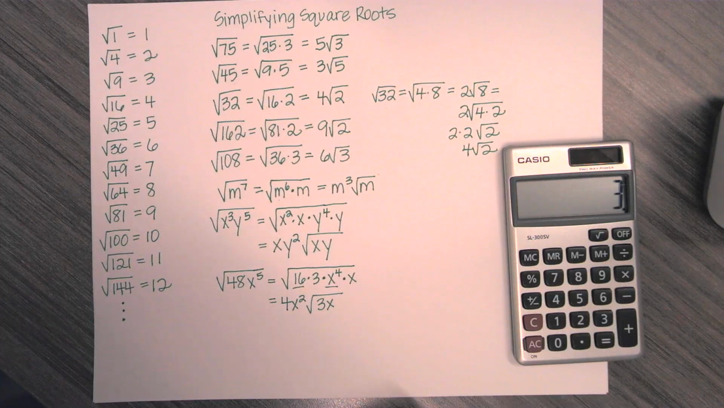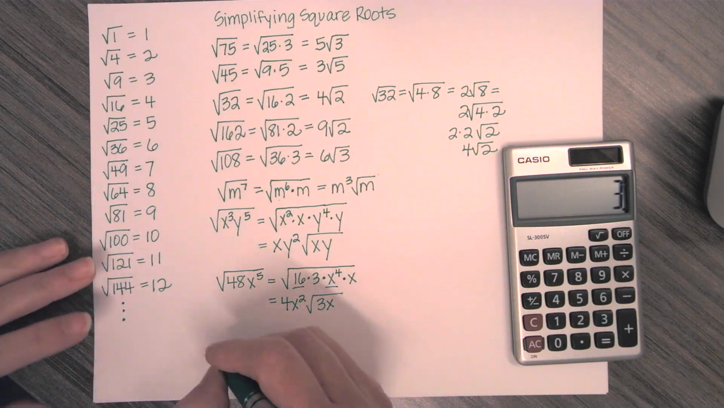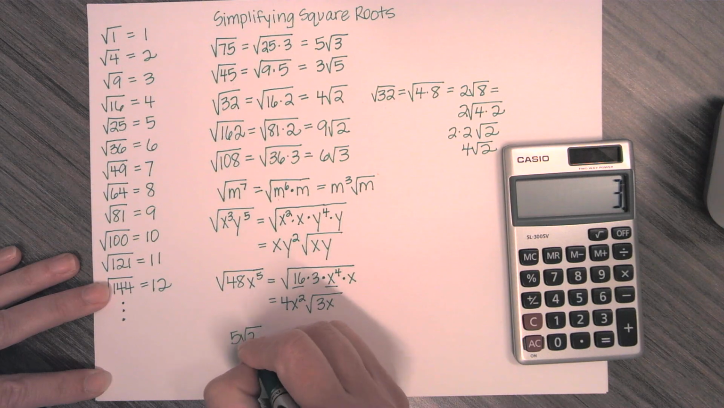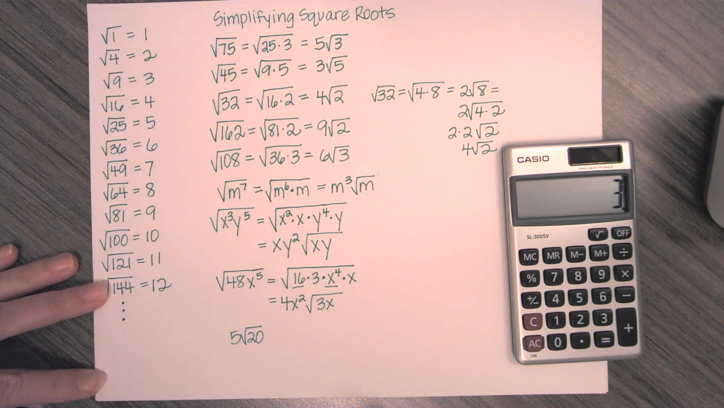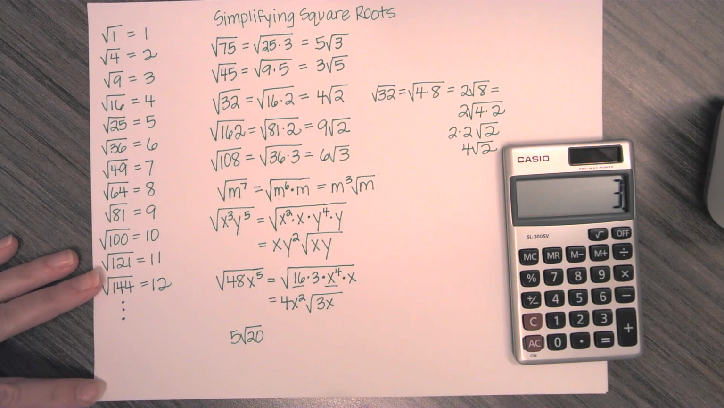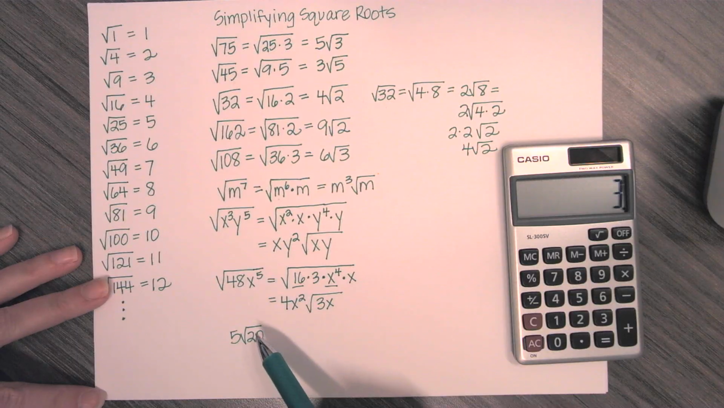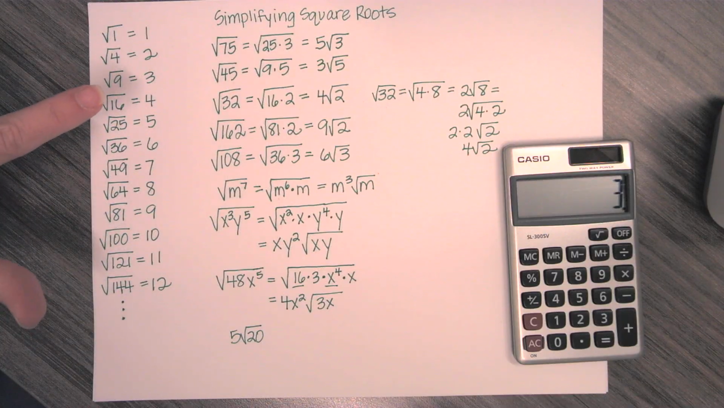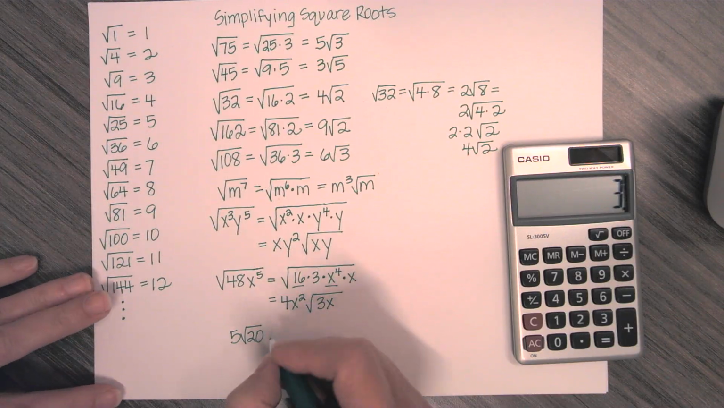Alright, now what if there is already a number outside the square root? Like this, 5 square roots of 20. Alright, we need to simplify what's under the square root. So let's go ahead and look at the 20. We're looking for the largest perfect square that'll go into 20. I believe it's going to be 4.